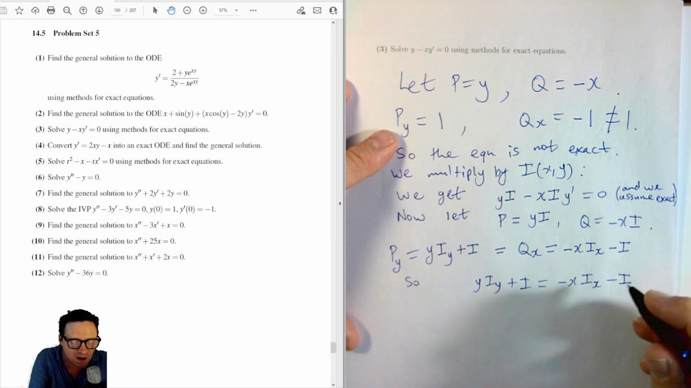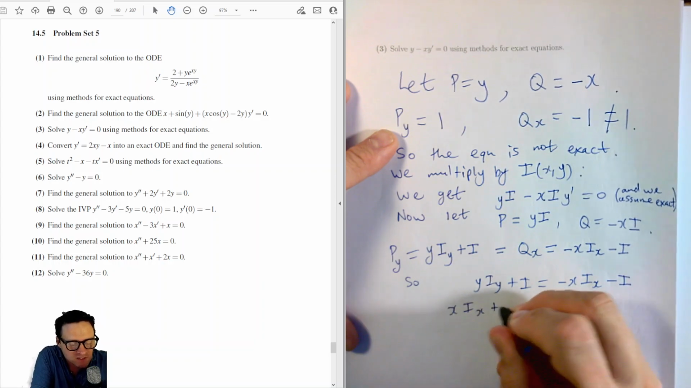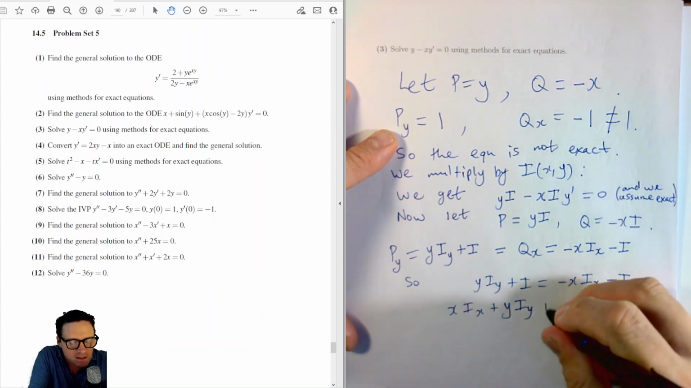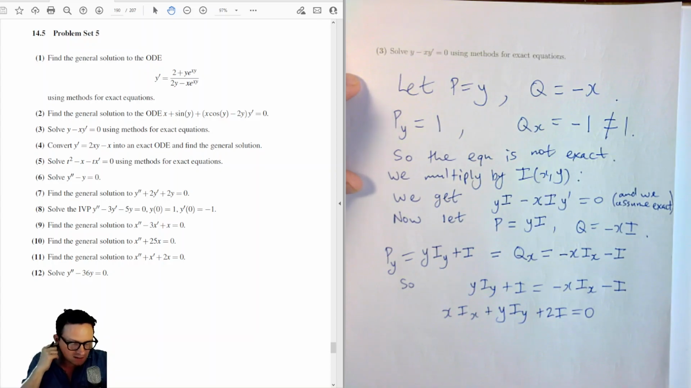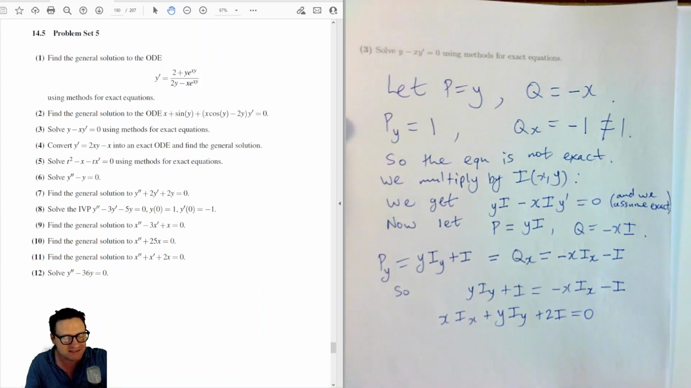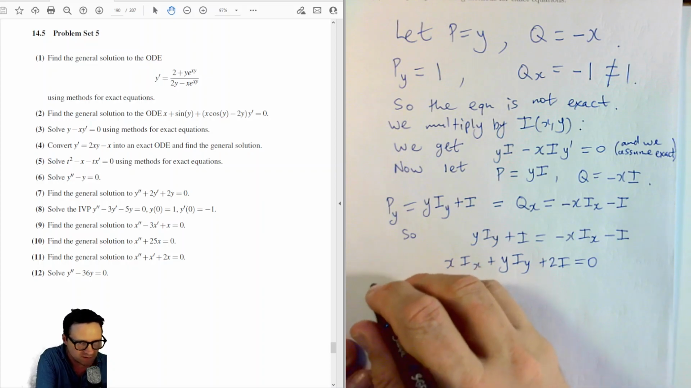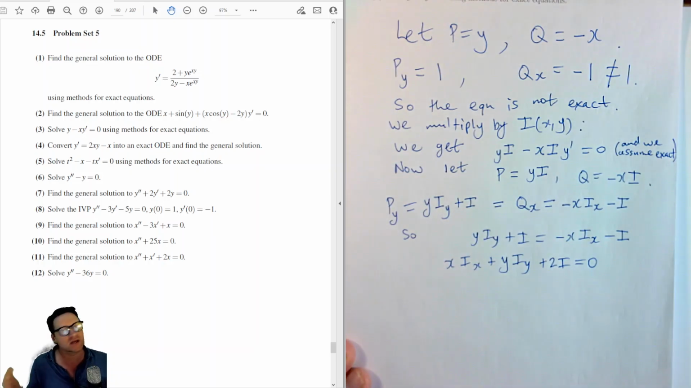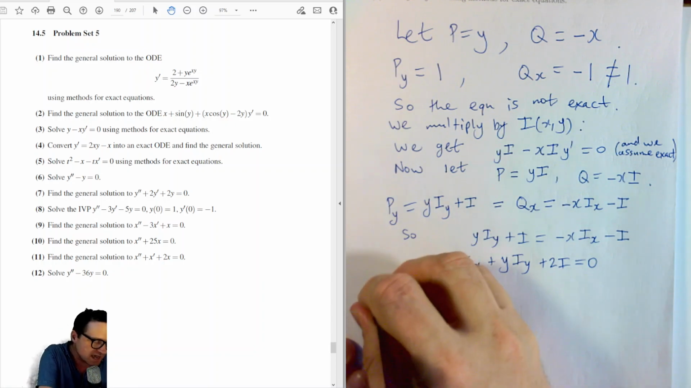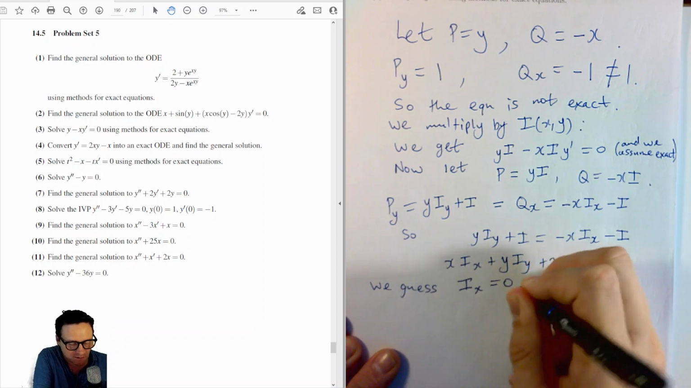Okay, and so what we want to do now, let's rearrange this, right? And so we could also write this as x I subscript x plus y I subscript y plus 2I is 0. Which is another way to write that. Now, let's guess I subscript x is 0, because we can see that this equation will simplify quite a bit. And if it all works out and we get such an I, well, we know that the result gives something exact, and then we can solve the equation using our methods for exact equations. All right, so we guess I subscript x is 0.